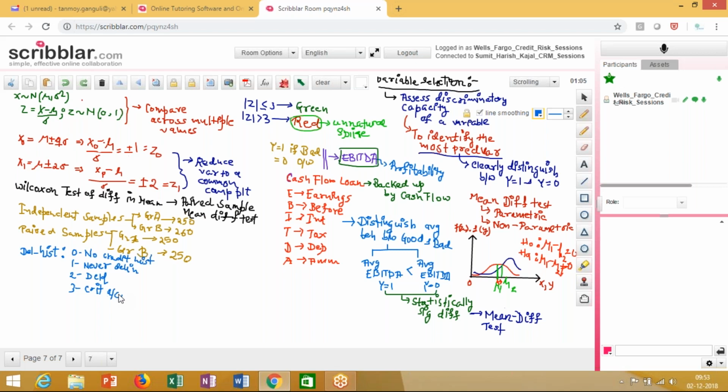So the next stage that we need to talk about is the categorical variables and how a variable selection exercise can be done for the categorical variables, right? So this is the next stage of our discussion.